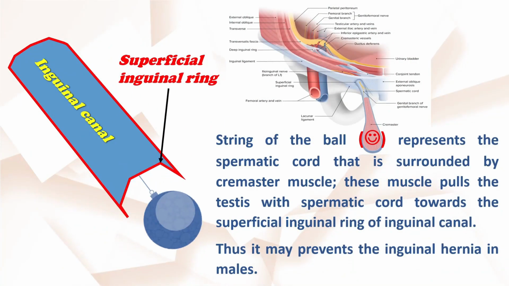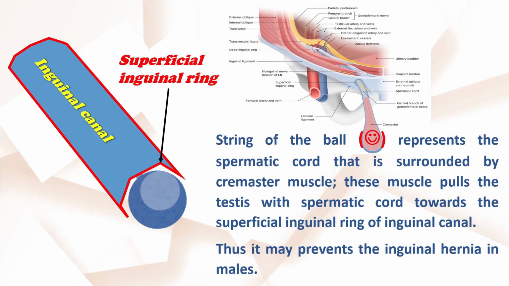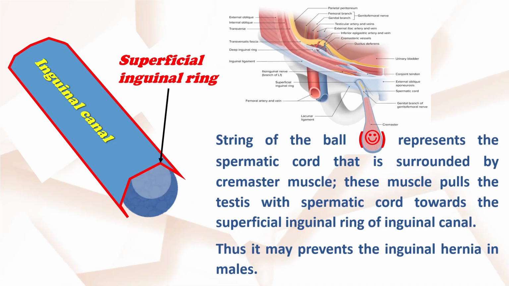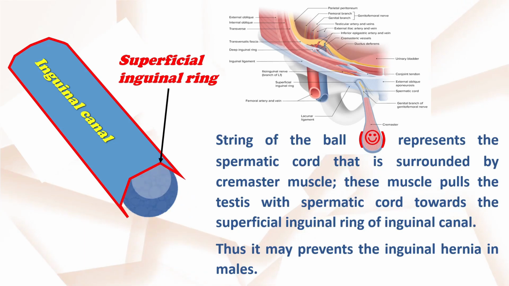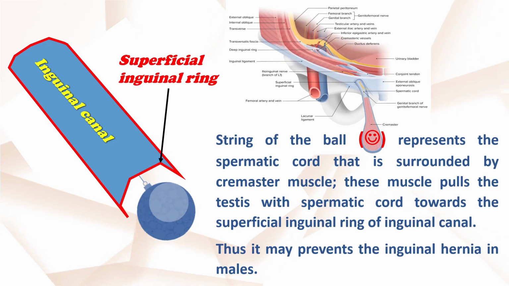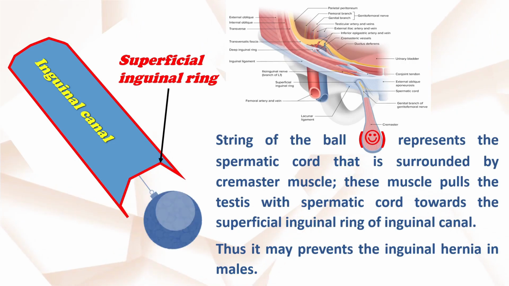This is an animation that should not require any explanation. It shows the testis and the spermatic cord being dragged into the superficial inguinal ring of the inguinal canal. This is as a result of the pull exerted by the cremaster muscle. This action happens regularly in male subjects without their conscious awareness, and as a result, it prevents inguinal hernia in males. This mechanism is called the ball valve mechanism.